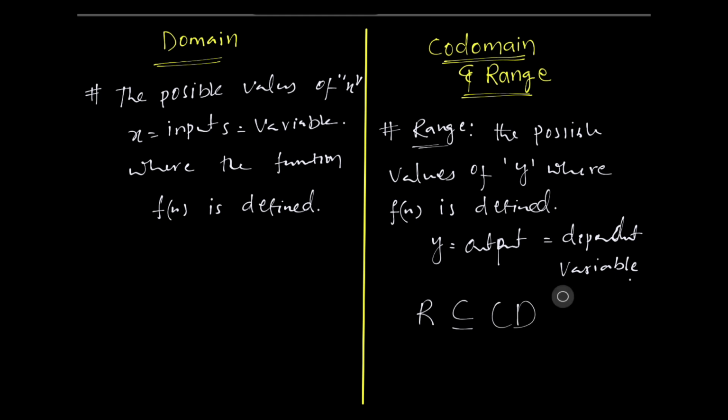The set of range could be equal to codomain, or in all other cases the range is always a smaller set than that of the given codomain. Means the size of codomain is much larger than the size of range.